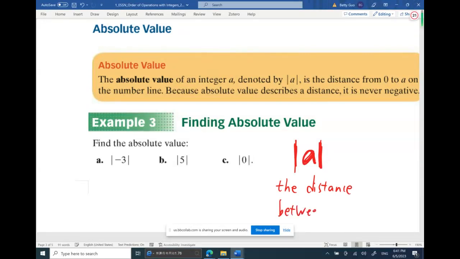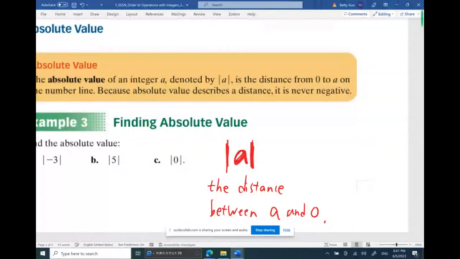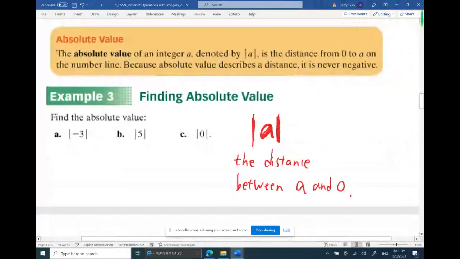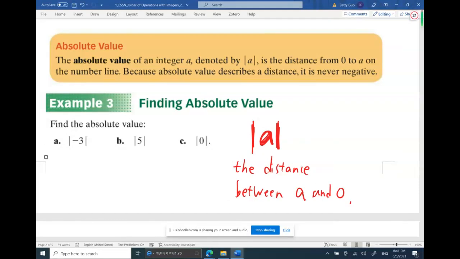It is the distance between the number A and 0. Okay? So firstly, take time to understand and memorize the definition of absolute value. The absolute value of a number doesn't have to be an integer. In this exercise, all the numbers are integers, just to make it easier. The absolute value of number A is the distance from 0 to A on the real number line. Because absolute value describes the distance, it is never negative.